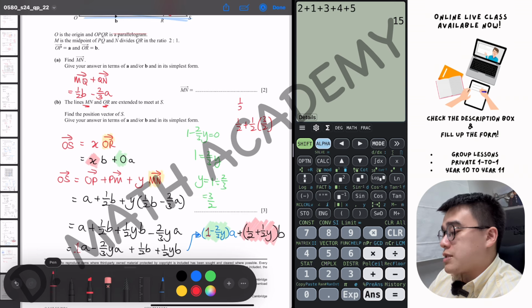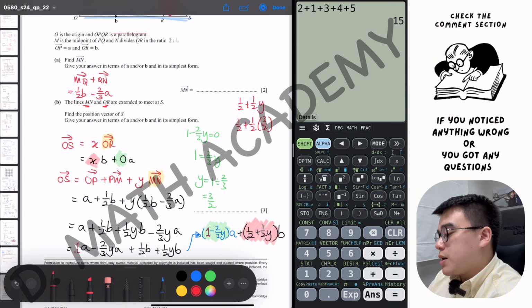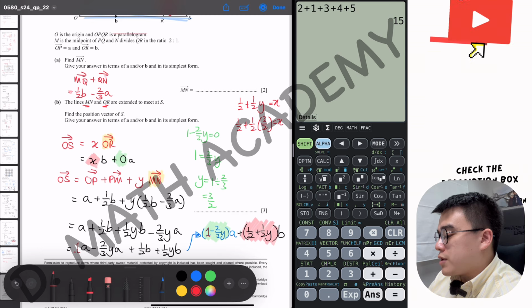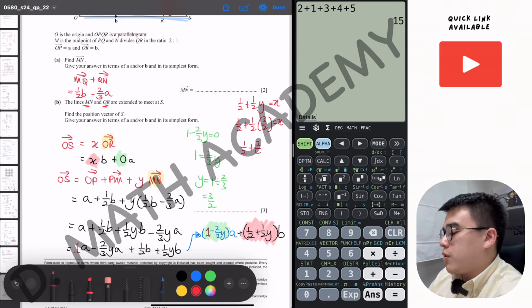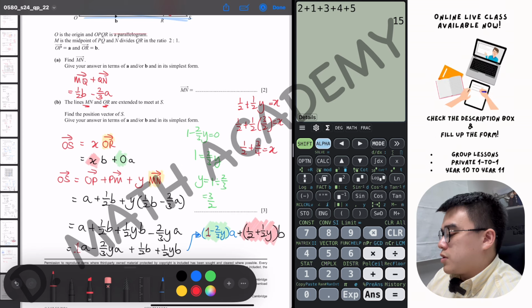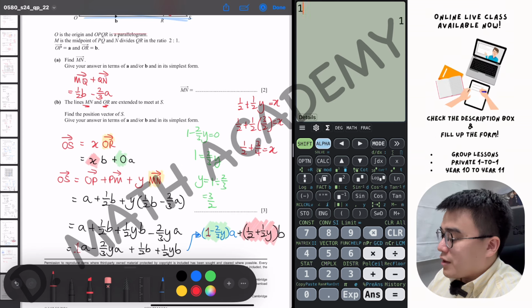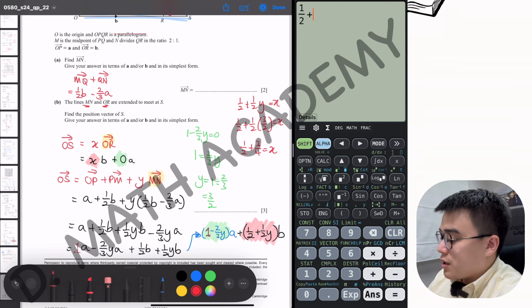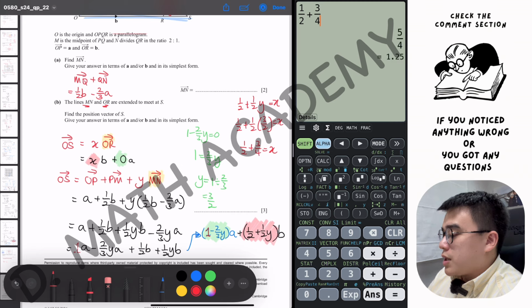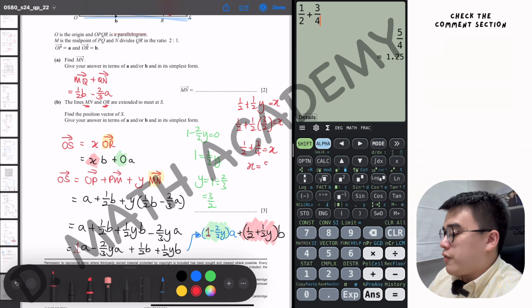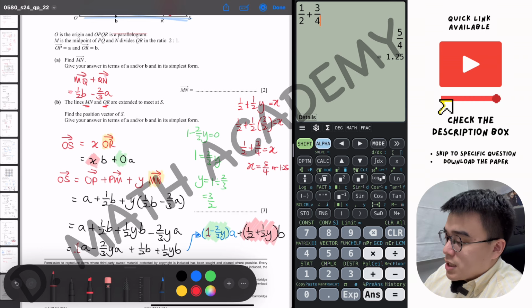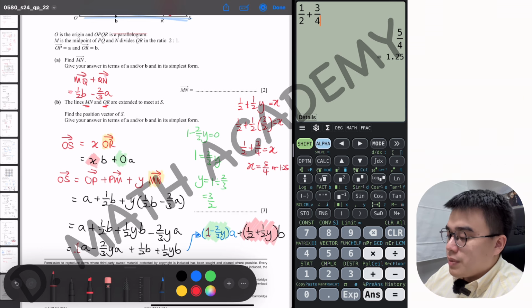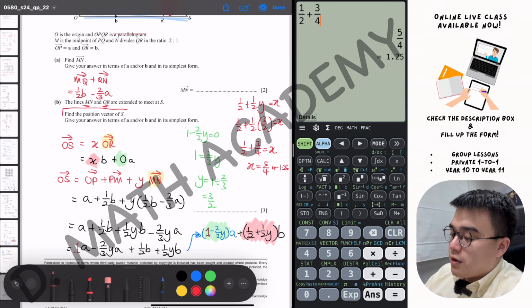Again, I accidentally skipped one extra step. Okay, so when I substitute in the y value that I discovered earlier, I have 1 over 2 plus 3 over 4. I'm really brain dead right now, just let me work this out. You will get x as 5 over 4 or 1.25. So this is your final answer here because they want you for the position vector of S.